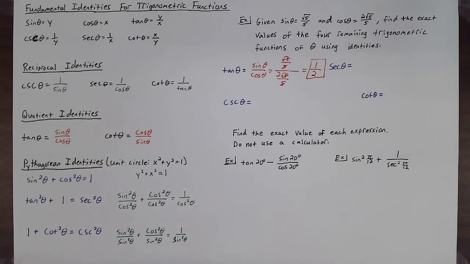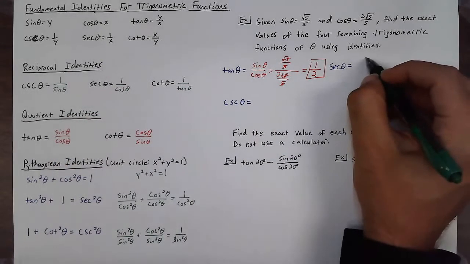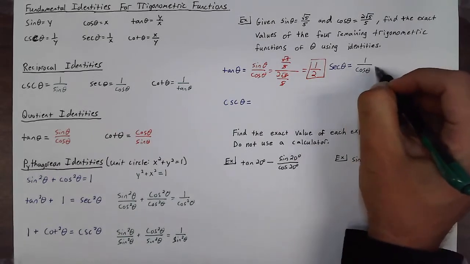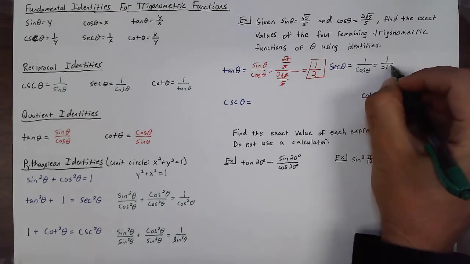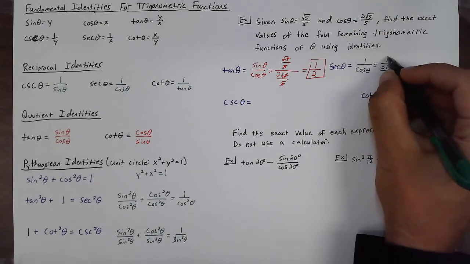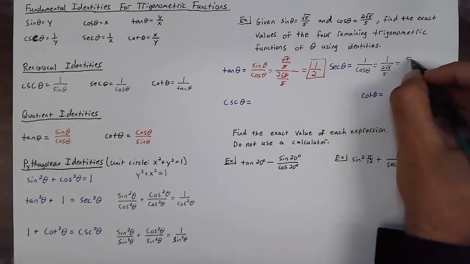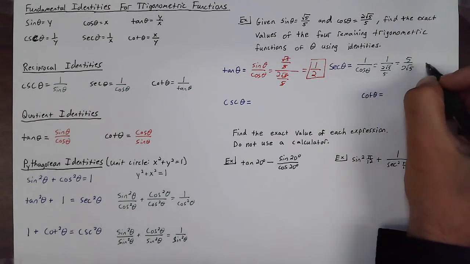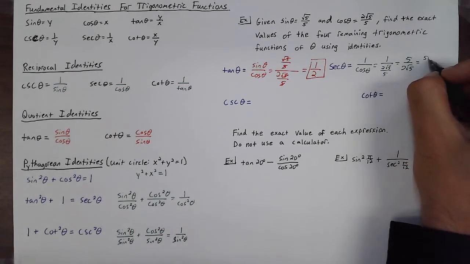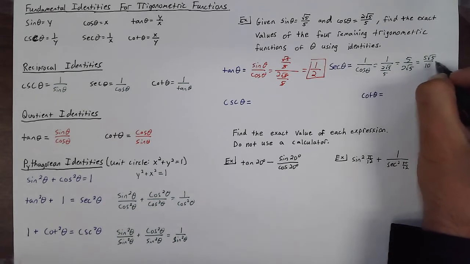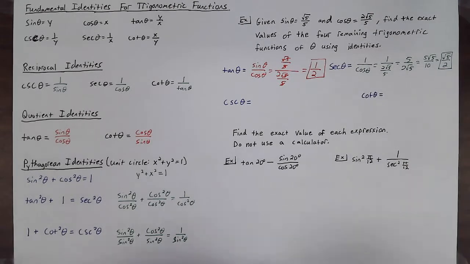Secant of theta we know as 1 over cosine. And cosine of theta is 2 square roots of 5 over 5. So 1 over that would be the reciprocal, so 5 over 2 square roots of 5, which when I go to simplify, I can multiply the top and the bottom by the square root of 5, giving me 5 square roots of 5 over 10, which simplifies to the square root of 5 over 2. So very neat how you can do a little bit of algebra and really simplify that pretty quickly.